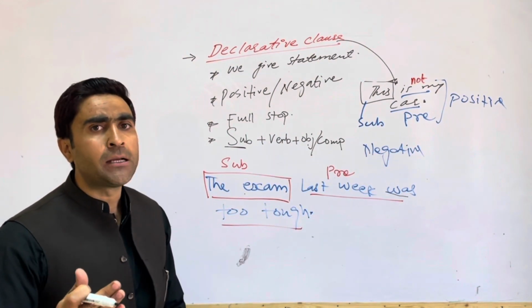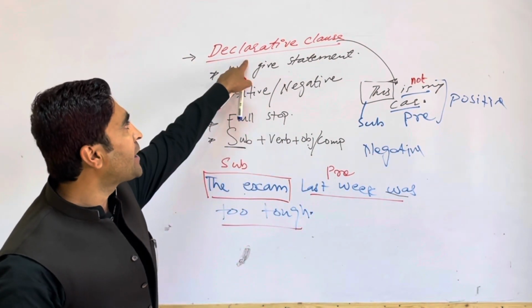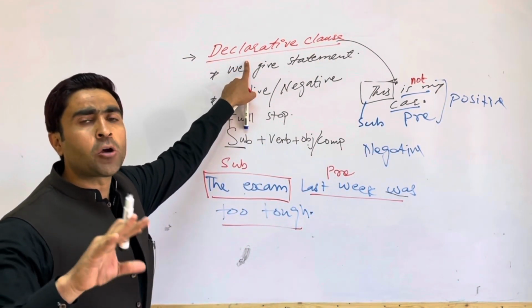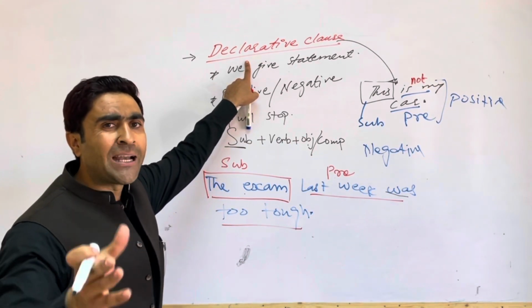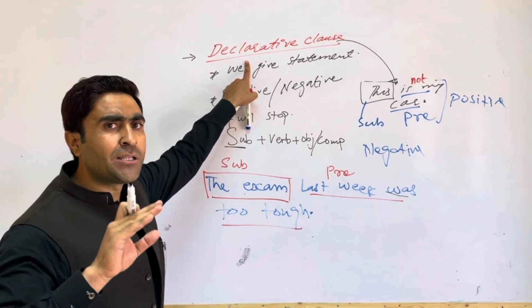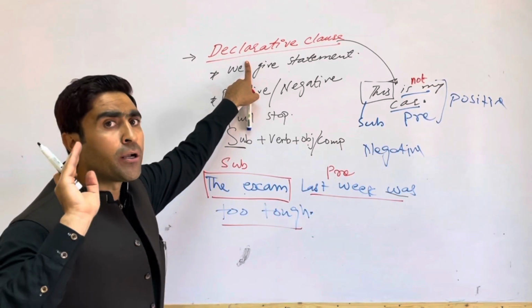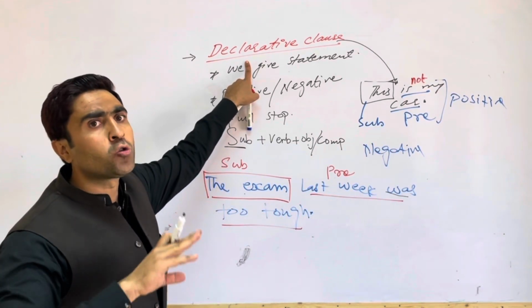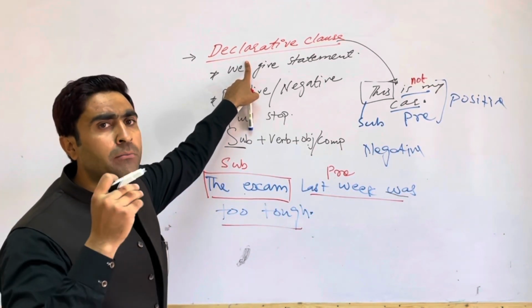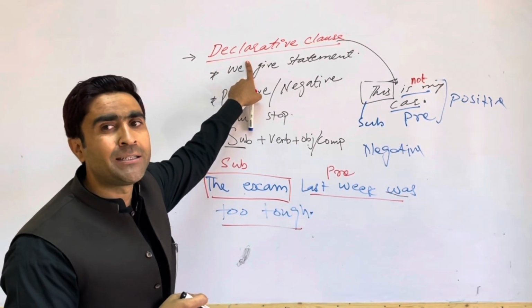Once again I'm repeating, मैं इसको repeat कर रहा हूँ। Declarative clause वो clause है जिसमें subject और predicate दोनों मौजूद होते हैं, जो एक statement जारी करते हैं, जिसके आखिर में full stop लगाया जाता है, और आखिर में एक clause जो दूसरे clause पे dependent ना हो, जिसमें हम बयान जारी करें, that's called declarative clause.